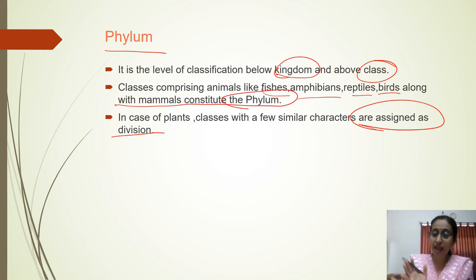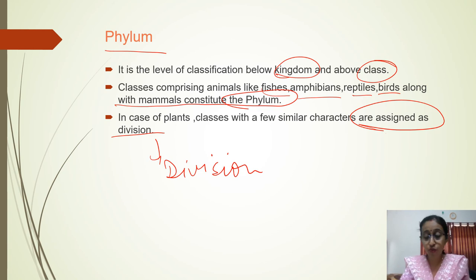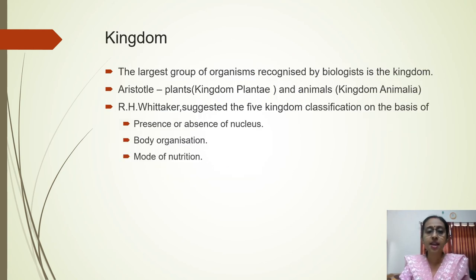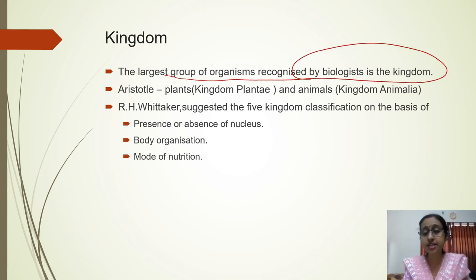Okay, is it clear? So animals, we will tell them phylum, but when it comes to plants, it will be considered as division. Now we will move on to the last one of this hierarchy, that is the kingdom.